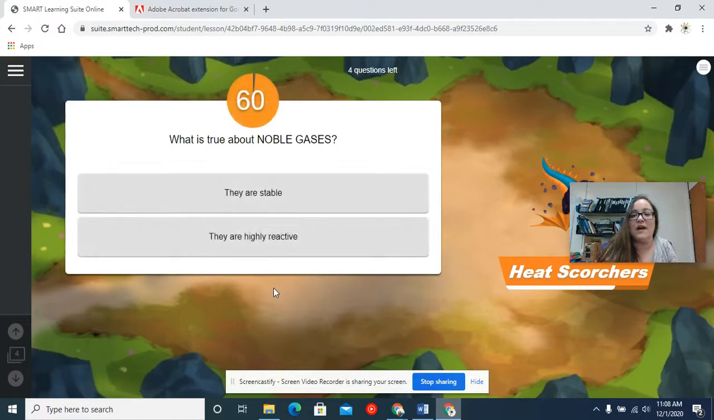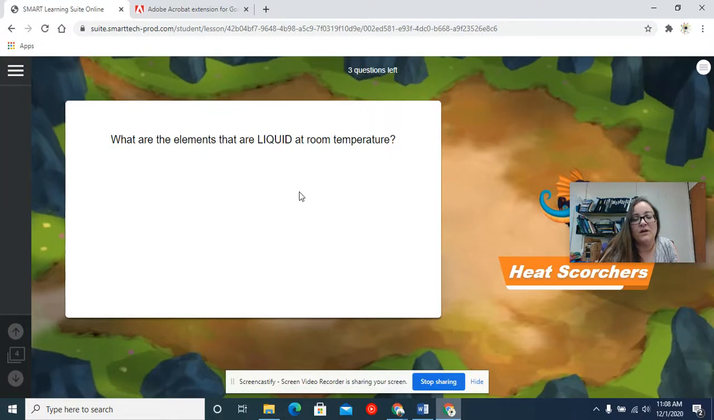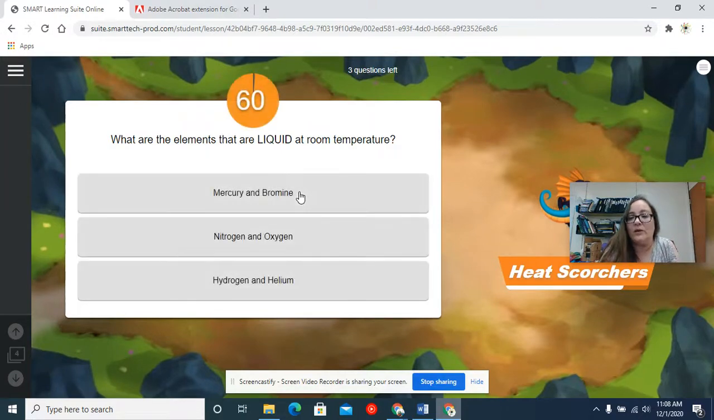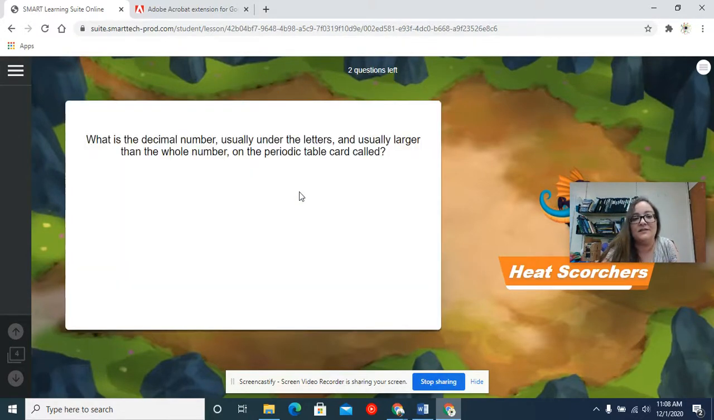What's true about noble gases? This is the periodic table. Noble gases are stable. That's right. What are the elements that are liquid at room temperature? So we need to add francium to this, but mercury and bromine are the 2 that are on that list.